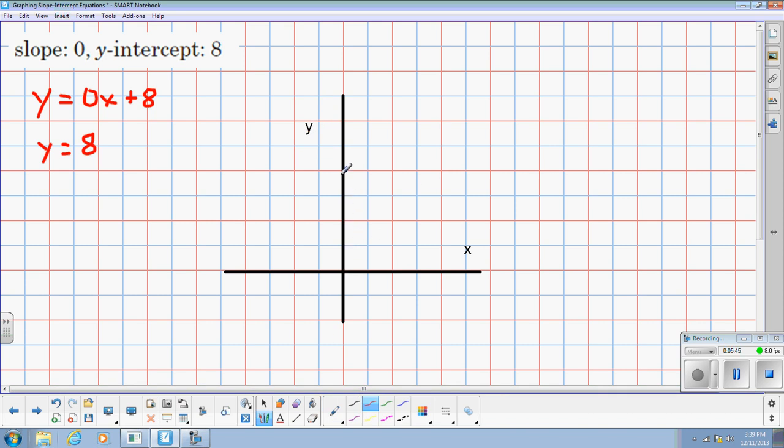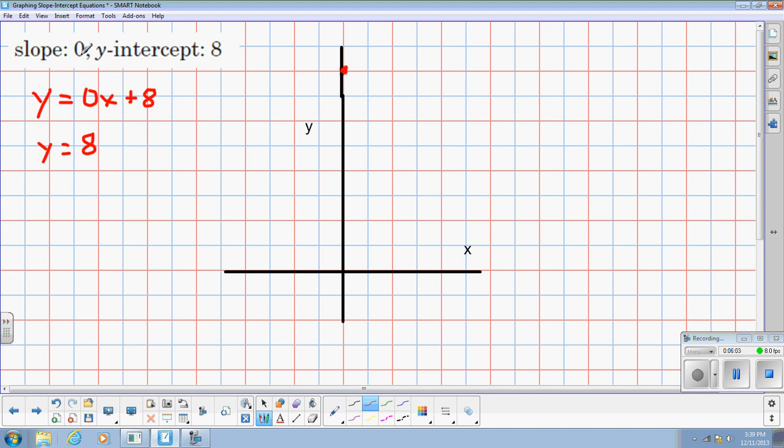1, 2, 3, 4, 5, 6, 7, and 8. So I'm up here. It looks like I better extend my y-axis a little bit so it shows that I'm on the y-axis. So I'm going through there. All right, so I have my first dot at 8.